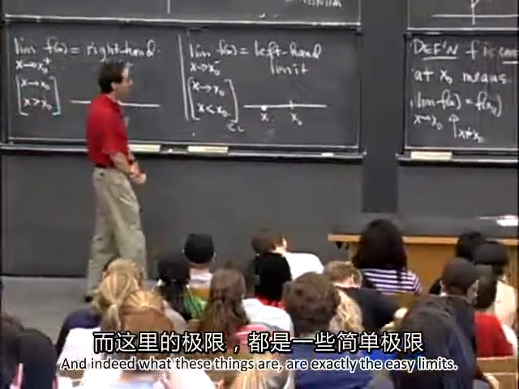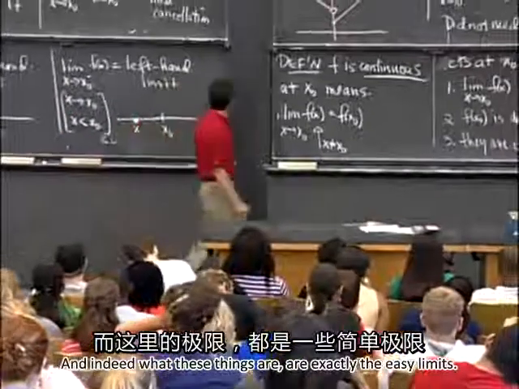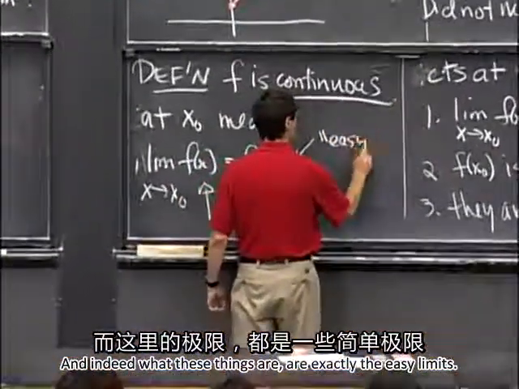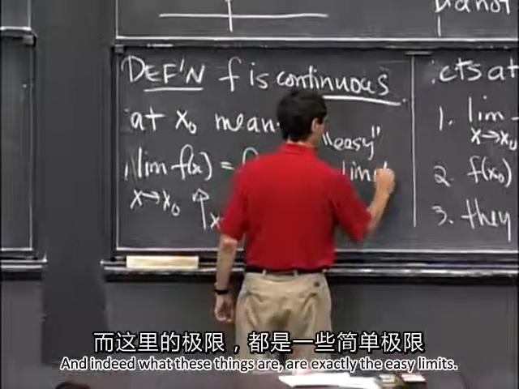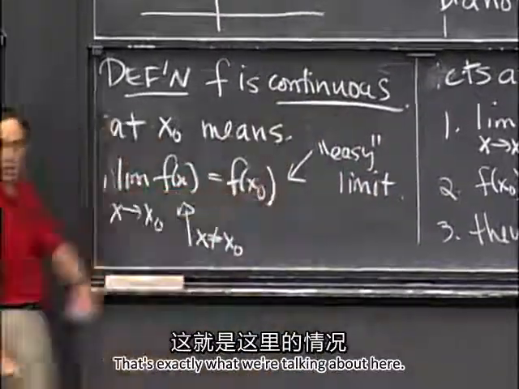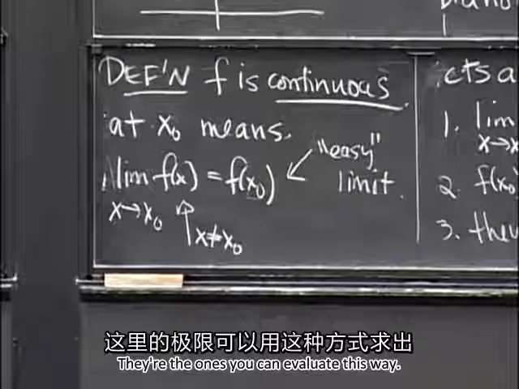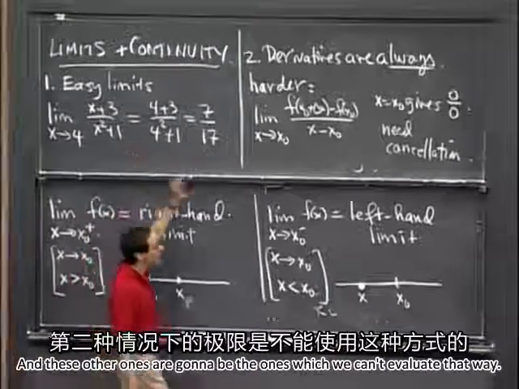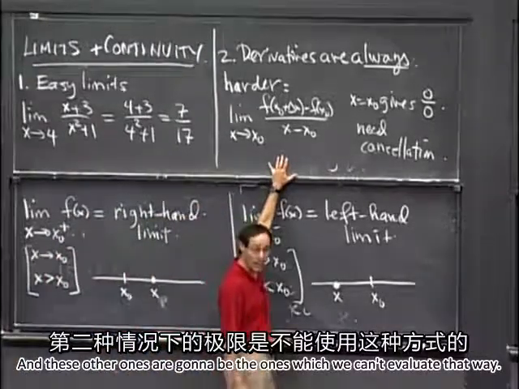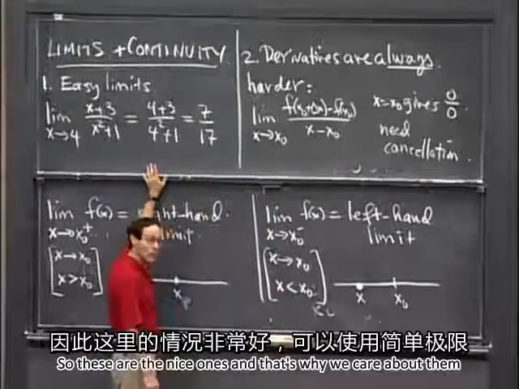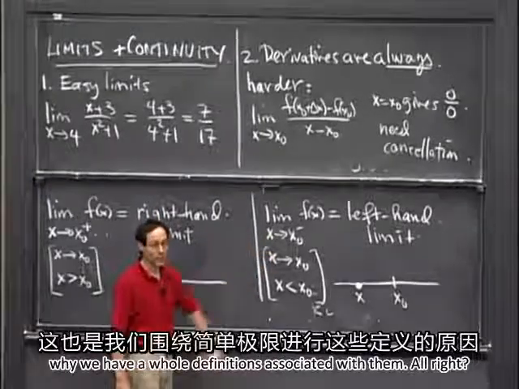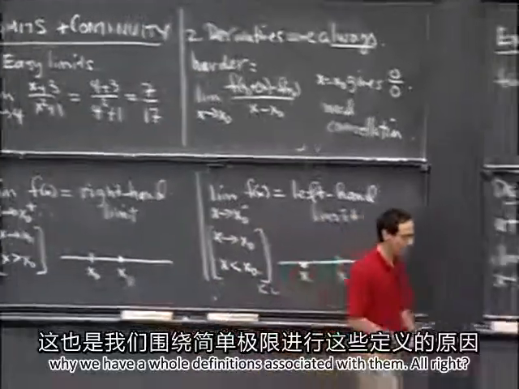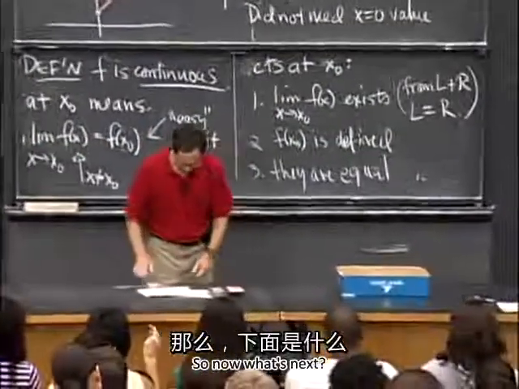And indeed, what these things are is exactly the easy limits. That's exactly what we're talking about here. They're the ones that you can evaluate this way. So we have to make the distinction, and these other ones are going to be the ones which we can't evaluate that way. So these are the nice ones, and that's why we care about them, why we have a whole definition associated with them. All right. So now what's next?